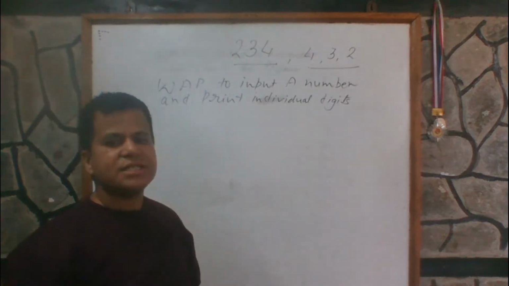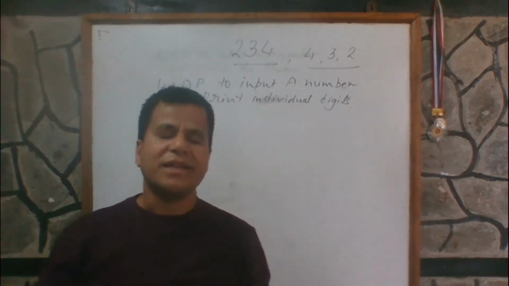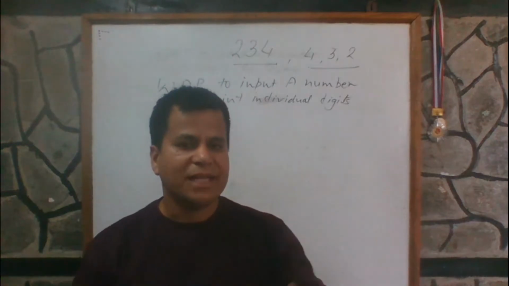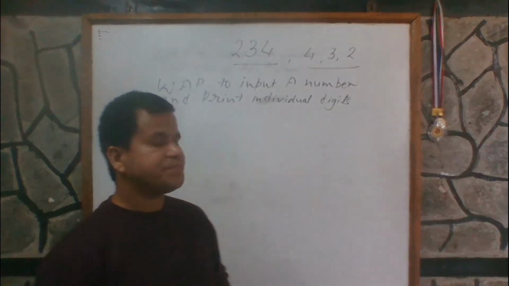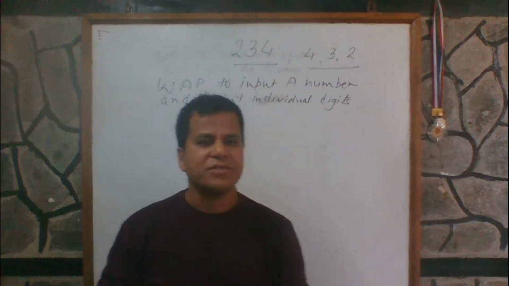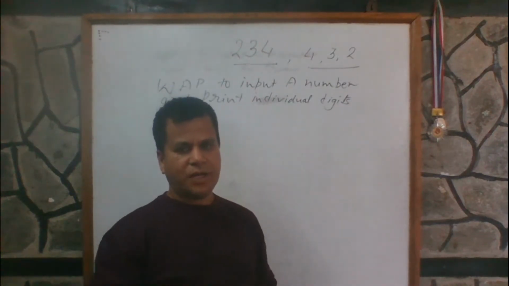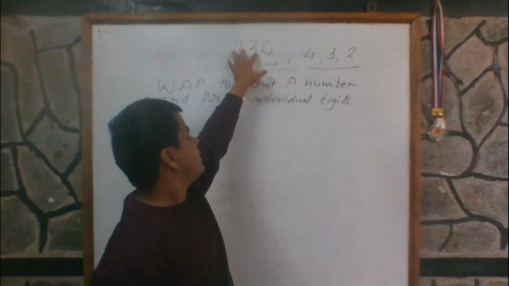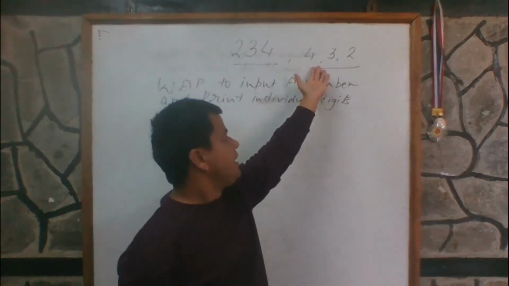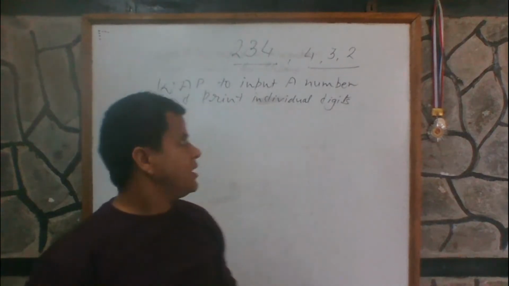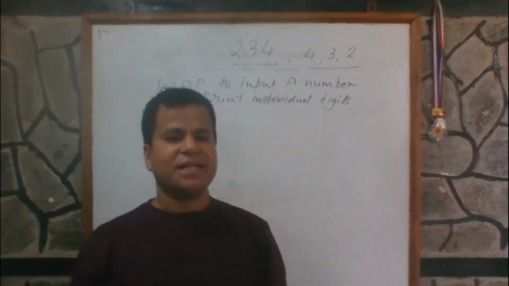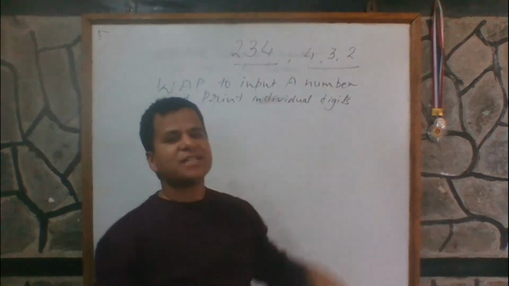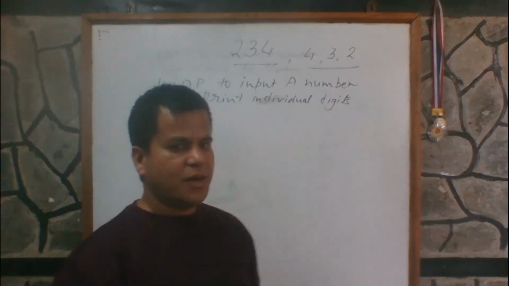This program is the base to check whether a number is Armstrong or not, and whether a number is a palindrome or not, as well as to print the reverse of the number. Are you getting my point? You have to input a particular number and extract its individual digits. If you are able to extract the individual digits of that number, then you can go on to the other problems. So first, we are going to solve how to extract the individual digits of that number.